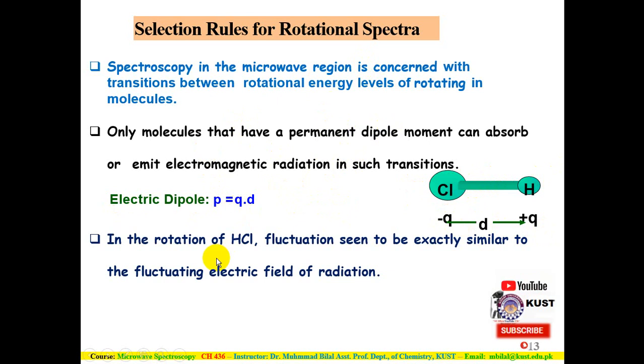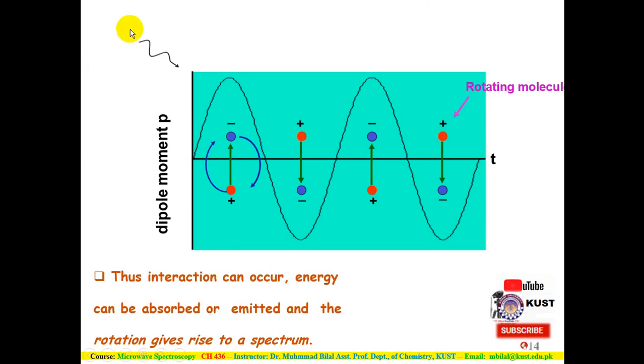And if electromagnetic radiation comes, the electric field of the radiation interacts with the charge present on these ions in the molecule, and this causes rotation of the molecule, and we will get such a type of spectrum.